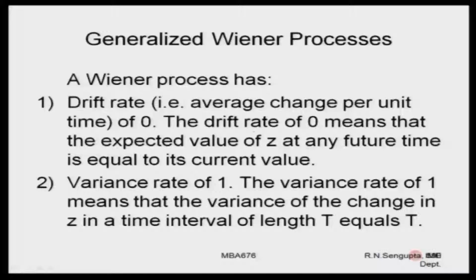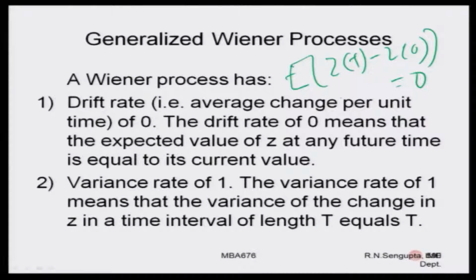A generalized Wiener process would have a drift rate, that is the average change per unit time, which would be 0. A drift rate of 0 means that the expected value of z at any future time is equal to its current value. That is what we were saying. This means that as z progresses, the difference of the z values from time to time in the long run would be 0. There are fluctuations, but they would even out and it will be along the straight line which is the x axis.